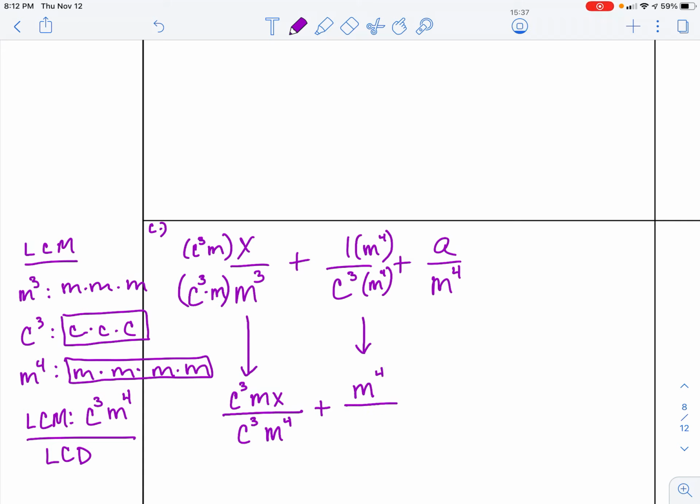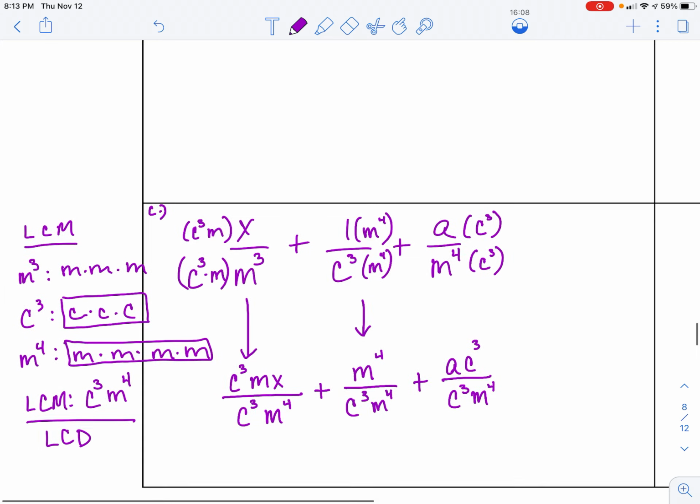So let's rewrite this expression now. So we have m to the fourth up top, c to the third, m to the fourth on the bottom. And the final fraction, this needs to turn into, we have m to the fourth, but it needs to be c to the third, m to the fourth. So the only thing it's missing is c to the third. And we're going to multiply it with that along with the numerator. So up top we have a c to the third over c to the third m to the fourth.